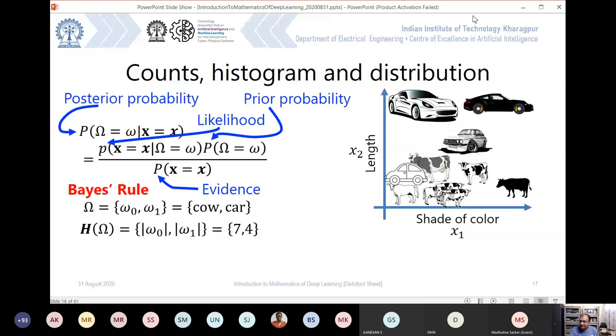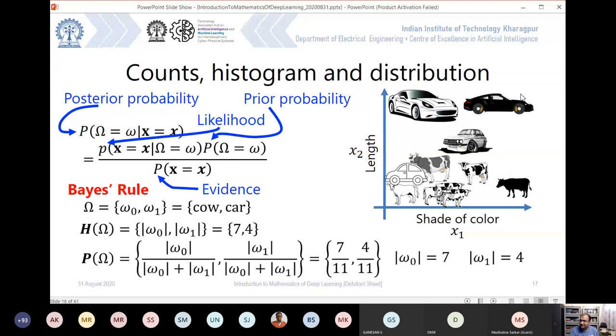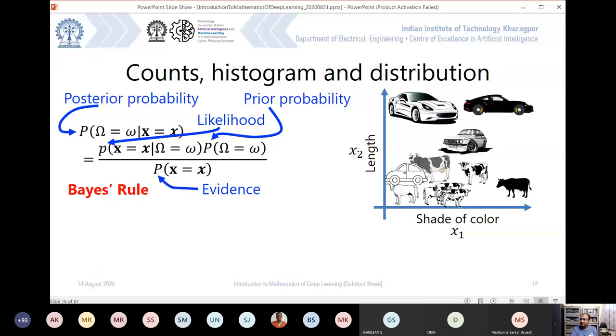Okay. Now I will be using these bold representations whenever I have a set. So just remember, P of omega, where P is in bold, is essentially a set of capital P of omega 0 and capital P of omega 1, which is what I write down. So what is the prior probability of getting my cow class, and what is the prior probability of getting my car class over here. Now from there, the next part. So one part of the problem is solved. You've got your prior probabilities. We should be happy. The next part is that I need to get my likelihood.